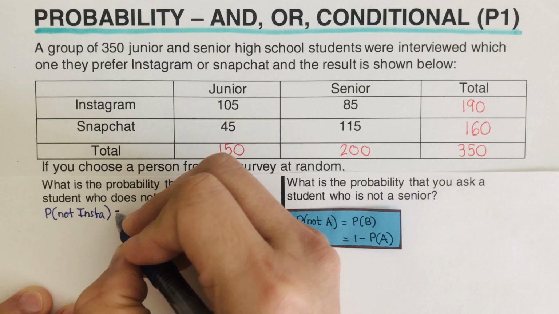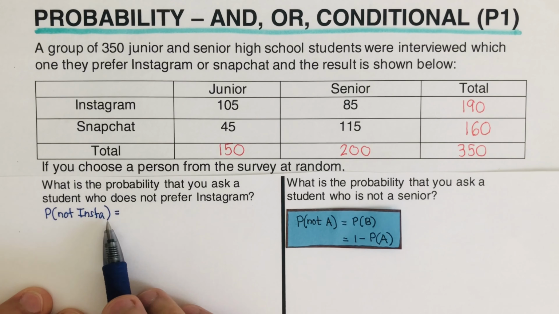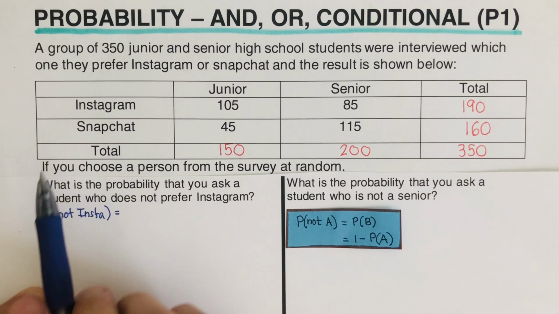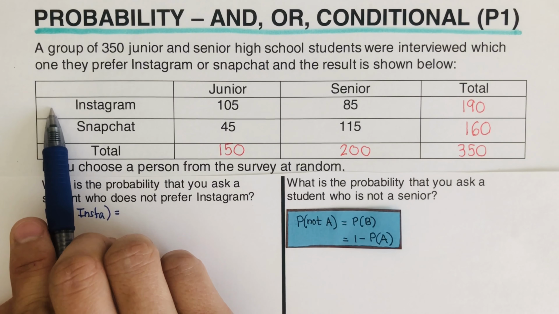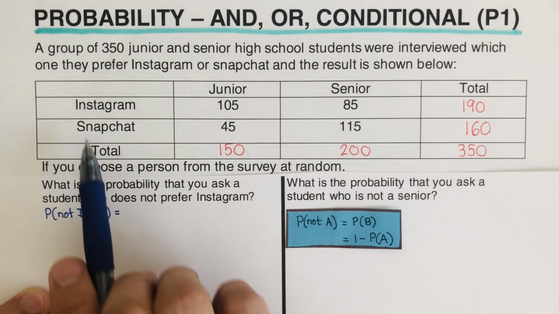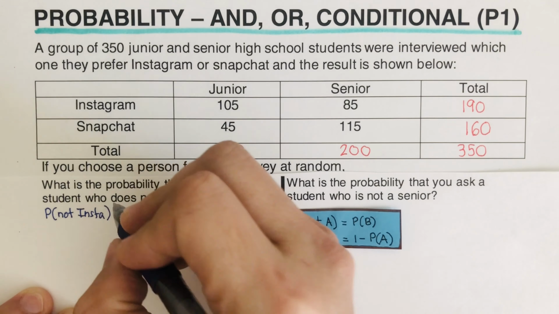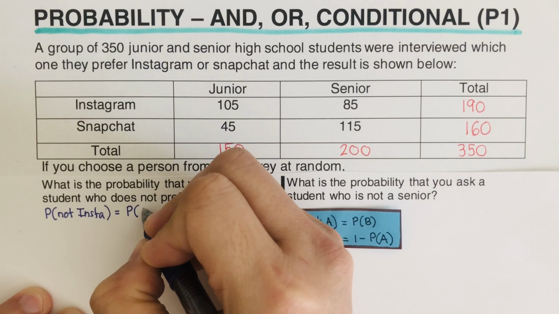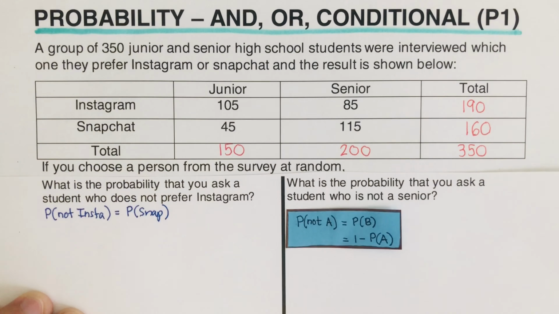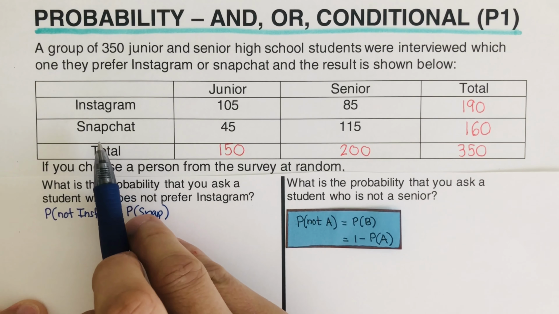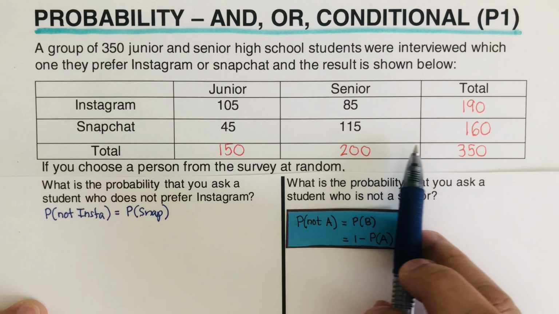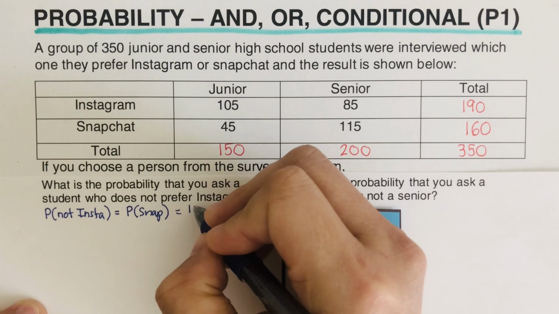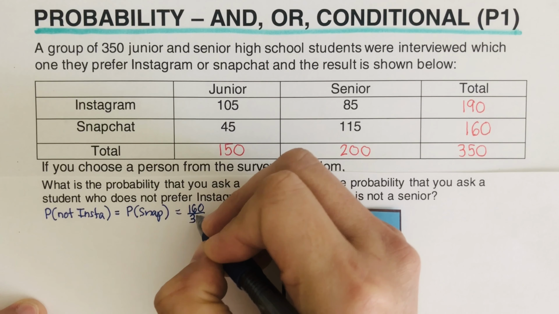So that would be equal to the probability of, since we have two choices only, Instagram and Snapchat. So if we take Instagram as our A, then if this is not A, that means it's B, which is Snapchat. So then we can go ahead and say that is equal to the probability of those who prefer Snapchat. Okay, so then we can go ahead and find this value for Snapchat. That would be 160 over 350. So this is equal to 160 over 350.